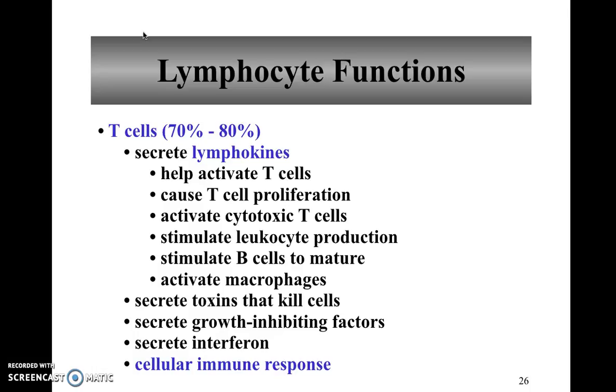We'll talk more about B cells in the next video. They activate macrophages, which are the phagocytic cells that engulf foreign substances. They can also secrete toxins that can kill foreign cells, and secrete growth inhibiting factors that can slow down the growth of pathogens. T cells can also secrete interferon, which slows down virus reproduction. And they're responsible for what we call the cellular immune response, where cells are specifically attacking and destroying or inactivating foreign cells or toxins or metabolic byproducts.